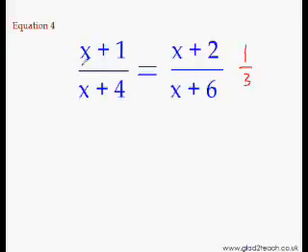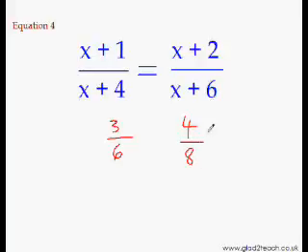So now let us try the next value, that is put x equal to 1. 1 plus 1 is 2 and 1 plus 4 is 5. So this is 2 over 5. Similarly, this will be 3 over 7. Obviously they are not equal. So now let us try putting in the next value, that is put x equal to 2. So 2 plus 1 is 3 and 2 plus 4 is 6. Similarly, this will be 4 and this will be 8.